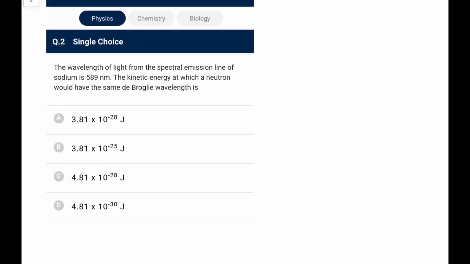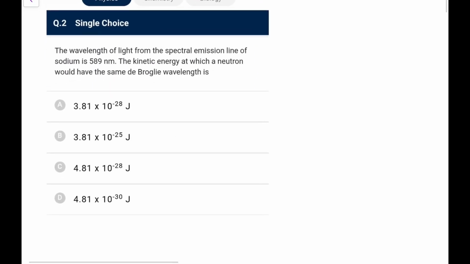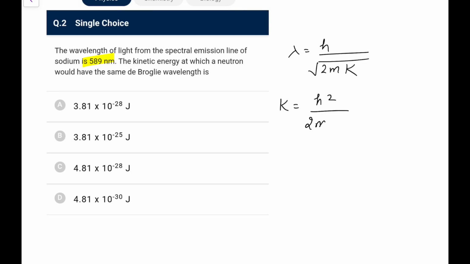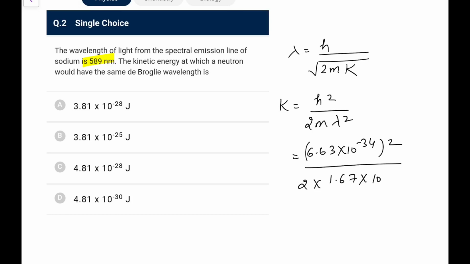The wavelength of light from the spectral emission line of sodium is 589 nanometer. Find the kinetic energy at which a neutron will have the same de Broglie wavelength. So lambda for the neutron is h over root 2mK, so the kinetic energy would be h square upon 2m lambda square. That is 6.63 into 10 to the power minus 34, whole square, and the mass of the neutron, approximately, let's say 1.67 into 10 to the power minus 27, which we remember roughly.